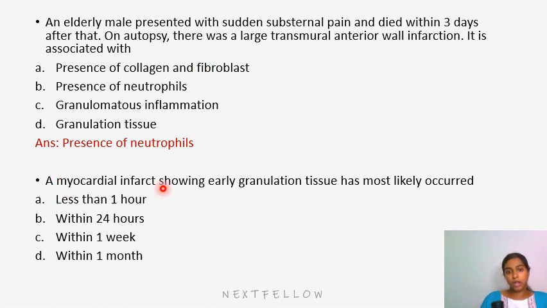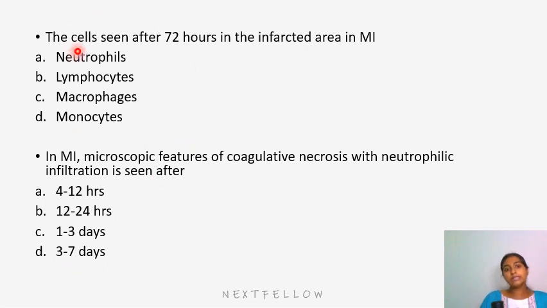Next question, a myocardial infarct shows early granulation tissue. They have asked the time period. Within less than 1 hour there will be no microscopic feature. Within 4 hours, waviness of fibers can occur. Early granulation tissue occurs within 7 to 10 days. So the answer is within 1 week. The cells seen after 72 hours in the infarct area in MI: within 72 hours it will be neutrophils. After 72 hours there will be a phagocytic process, so there will be a predominance of macrophages. So the answer is macrophages.